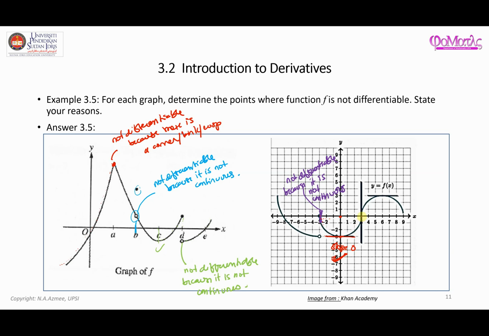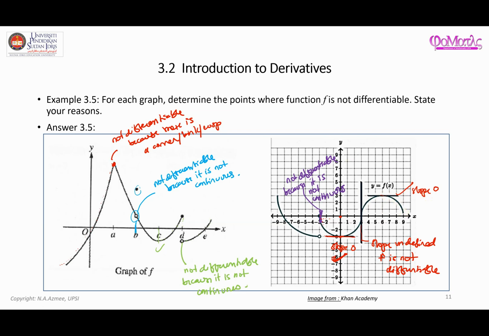If you reach x equals 3, you can see there is a vertical tangent, so the slope becomes undefined. Because of this vertical tangent, at this point function f is not differentiable. If you continue on, you will reach x equal to 6. The slope here is 0, which is fine. You can still differentiate that, and the answer is going to be 0. The rest of the points are all okay.